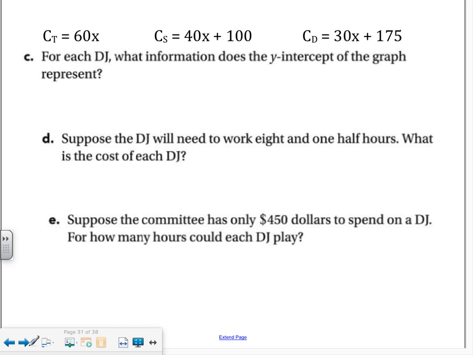For C, for each DJ, what information does the y-intercept of the graph represent? Well, for Tom, the equation C equals 60x, the y-intercept would be plus 0, so we can say no initial fee or deposit.